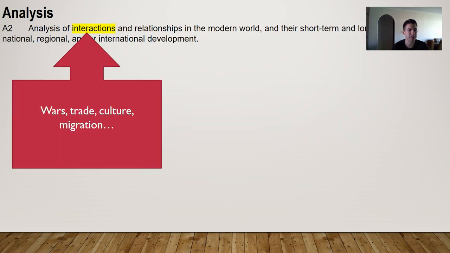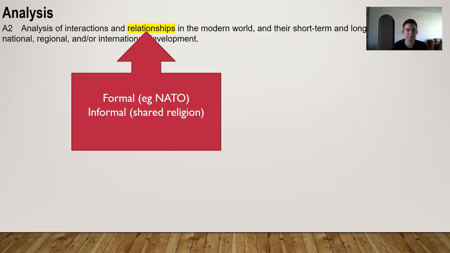The last criteria that I'm marking you against, the analysis of interactions and relationships in the modern world and their short-term, long-term impacts on national, regional, and/or international development. So, talking about interactions, that can be through culture, the different way that countries are communicating, developing, the relationships. Obviously, we have a formal relationship where Germany, or the Weimar Republic, is not granted access to the League of Nations post World War I.